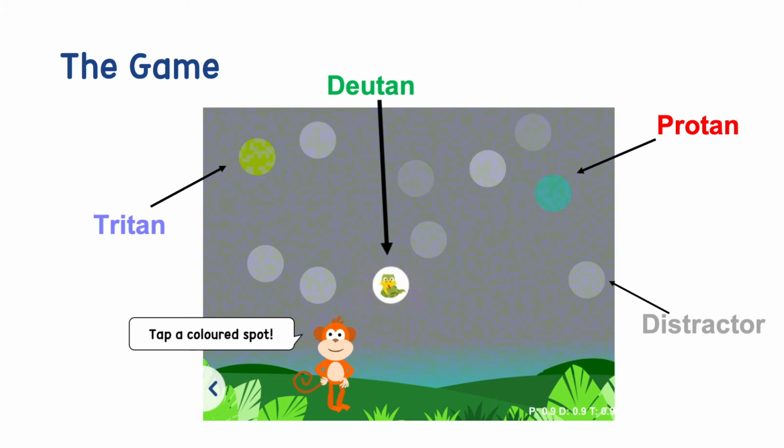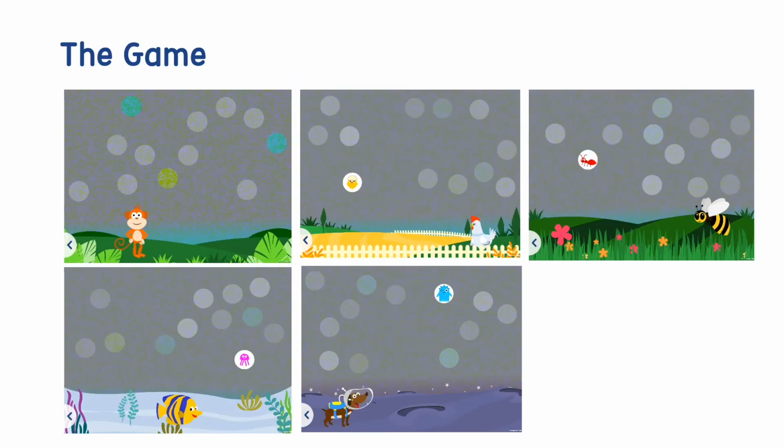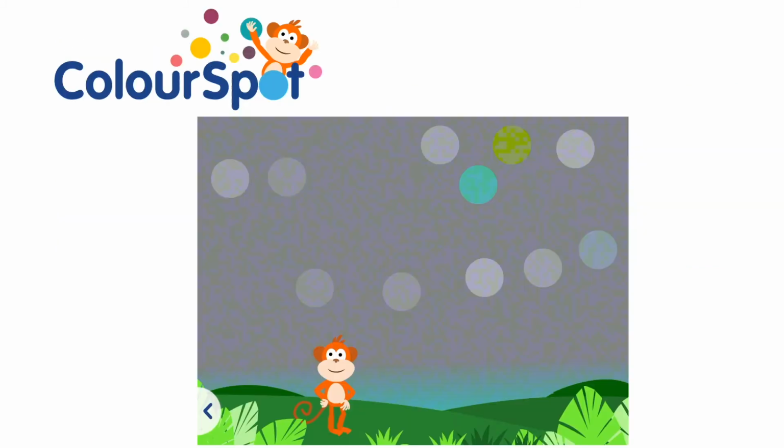To give you an idea, this is a simulation of how the game would look for someone with normal colour vision compared to someone with a colour vision deficiency. The game also has 5 different scenes to keep children interested and engaged. And here's a video demo of how the game works.